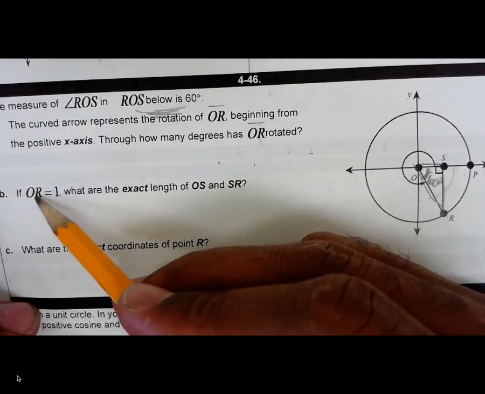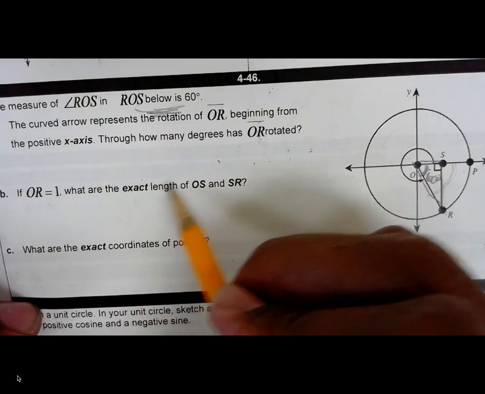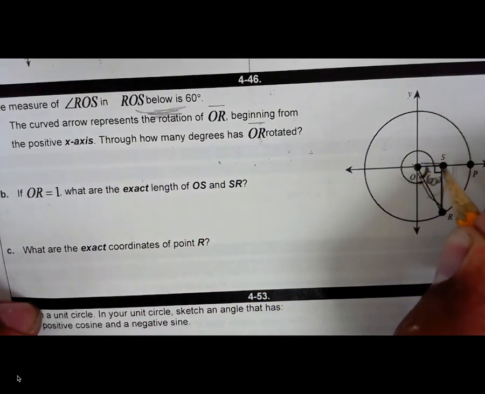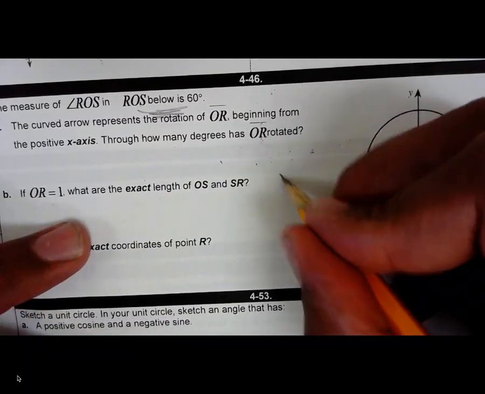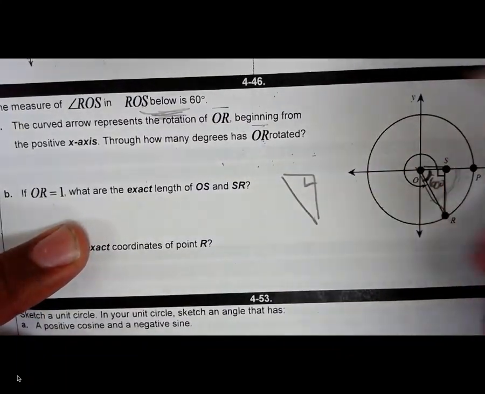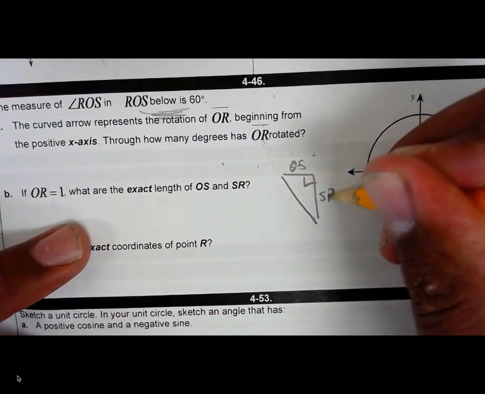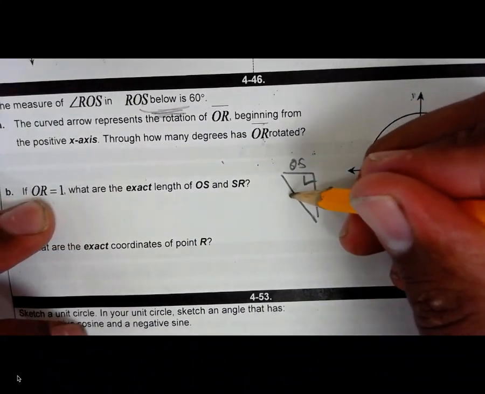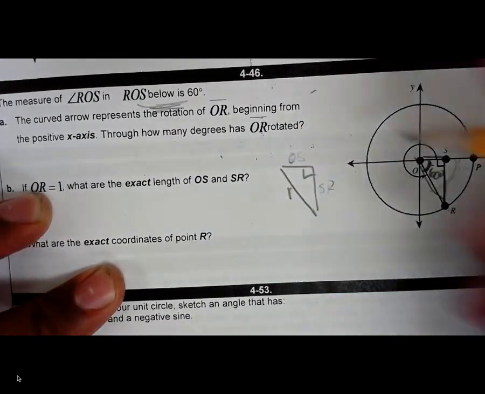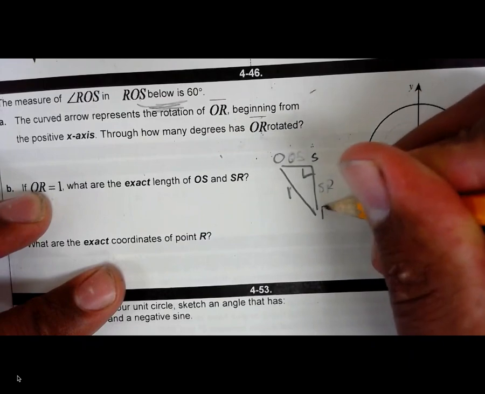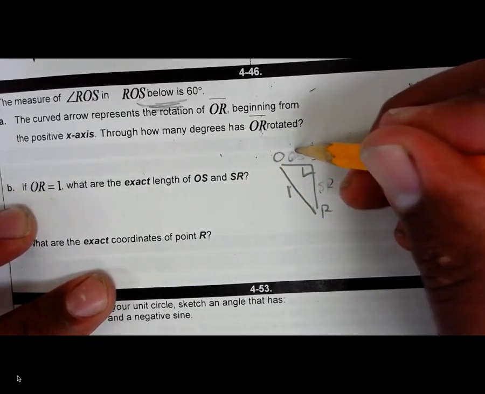If OR equals 1, in other words, this side equals 1, what are the exact lengths of OS, in other words this side, and SR, so this side? So if I was to pull this triangle off to the side here, here's OS, here's SR, and it says OR, which is this side, is 1. Actually, let me label it. I think that makes more sense. Let's do O here, S here, R here. Here's OR, right? That's 1. It's asking you to find these two sides.